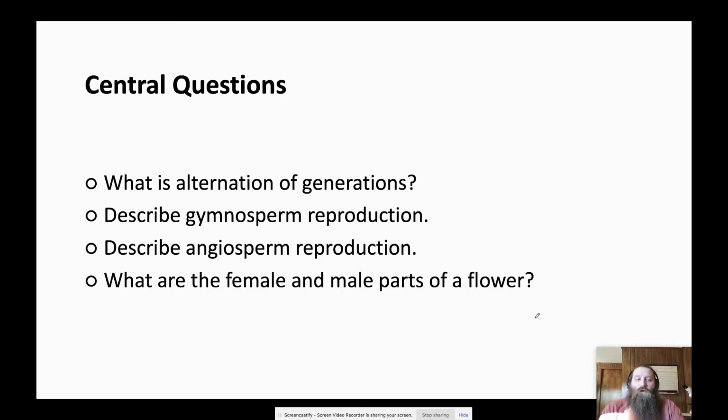So hopefully now you can talk about alternation of generations. You have a general idea of the pine cone function in gymnosperms and the flower function in angiosperms, and you can identify the male and female parts of the flower. So if you need to go back and look at that slide, just to make sure you can label it and identify them as male or female structures, and you will be good to go. That's all we're going to look at as far as plant reproduction.